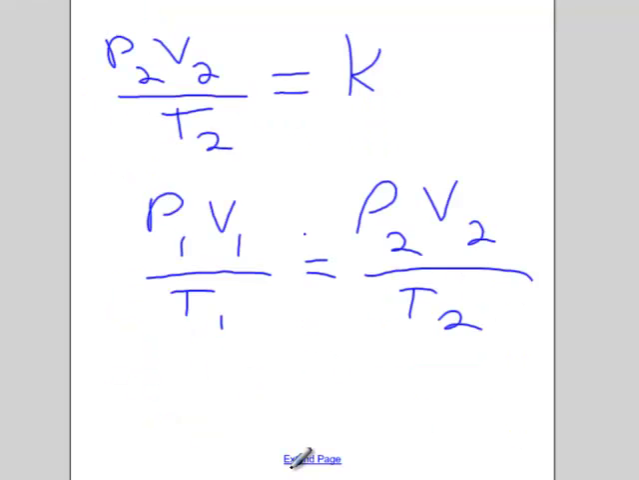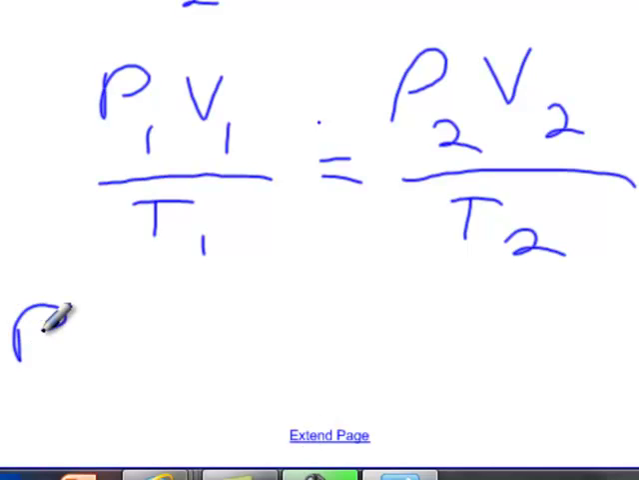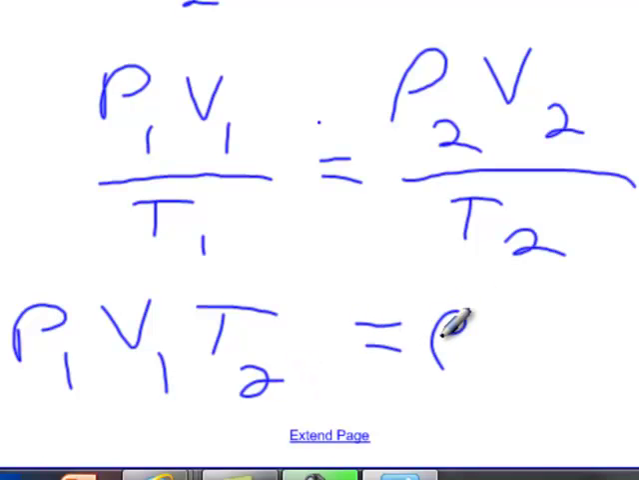Another way to write it, which gets rid of the fraction so it might make you feel better about it, is pressure 1 times volume 1 times temperature 2 equaling pressure 2 times volume 2 times temperature 1. Notice the switch in temperatures here.